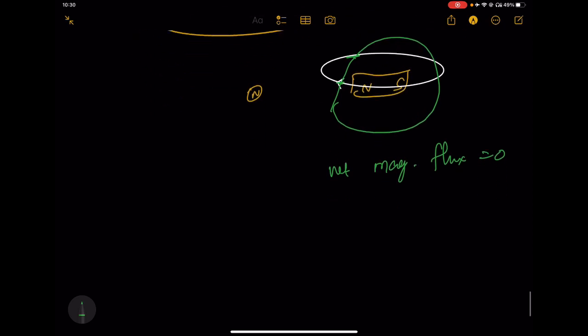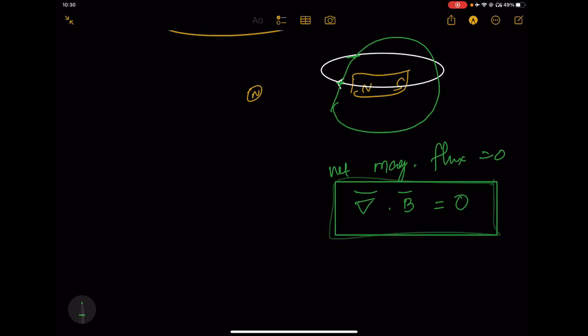If the net magnetic flux is zero, divergence is also zero, because divergence talks about source or sink in the given region. If there is no source and no sink, whatever leaves also enters, then the net magnetic flux is zero, and the divergence is always zero. This is always.